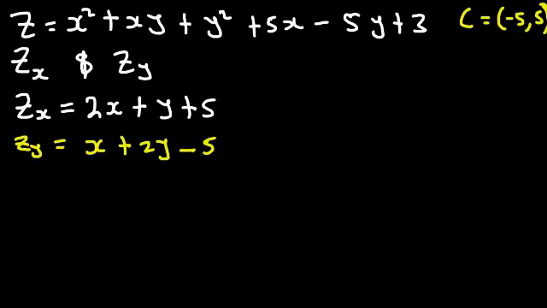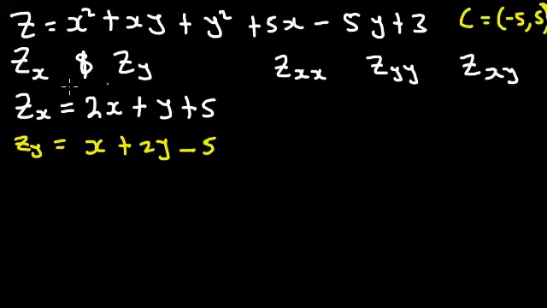For step 2, which we use to classify the stationary point, we need z sub xx, the second partial derivative of the function z with respect to x. Likewise, the second pure partial derivative of the function z with respect to y, and the second cross partial derivative.